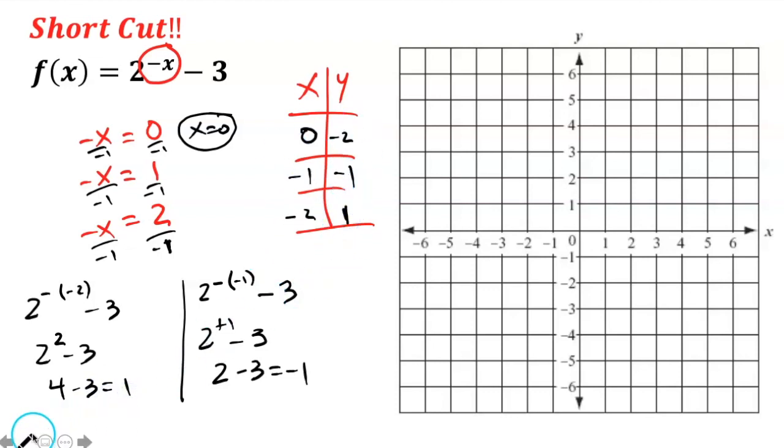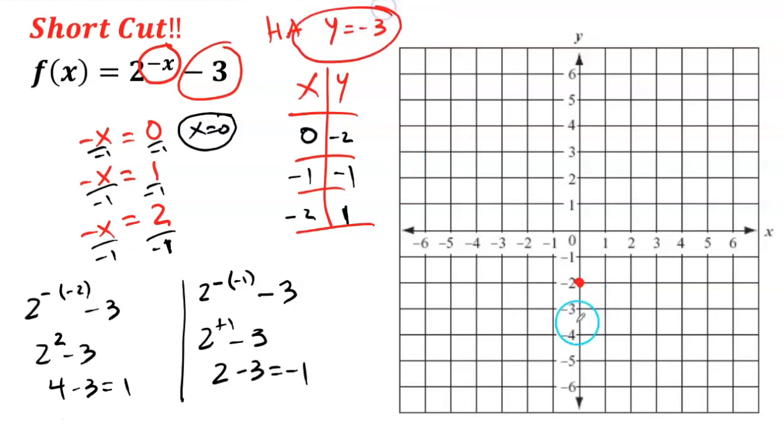I have these values, let's plot them. 0, negative 2. Oh, hold on. Horizontal asymptote: y equals negative 3. We need to graph that horizontal asymptote. And we have one of the values. Next, 0, negative 2, right there. Negative 1, negative 1. Negative 2, 1. And as you notice, my graph has a transformation. And here it's going to go up next to the asymptote. It has a transformation because the x is negative, which is a reflection over the y-axis.